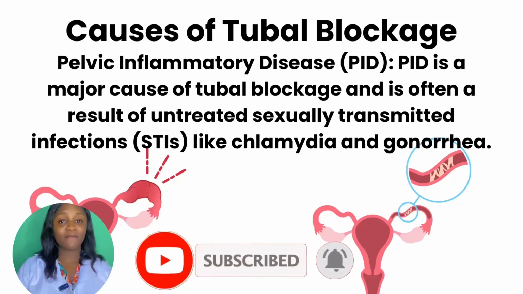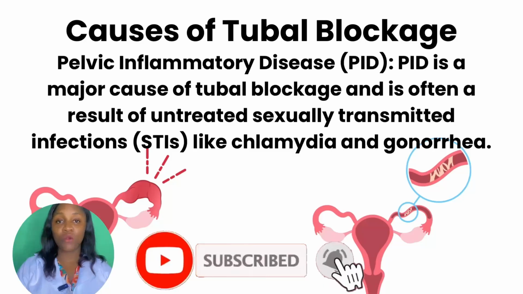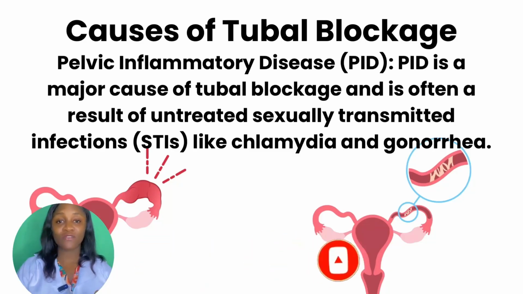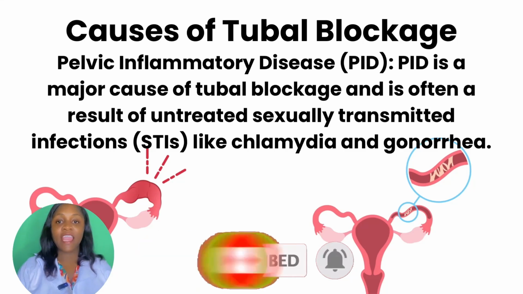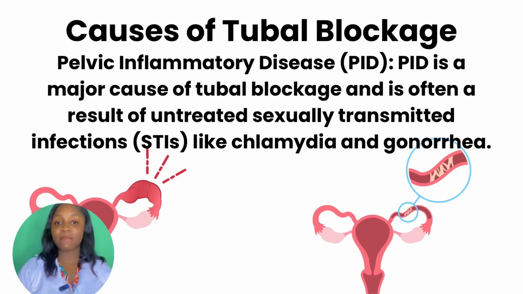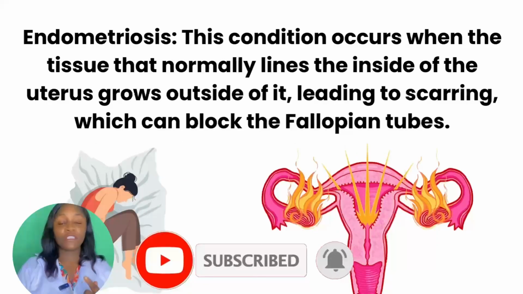What can be the causes? The first cause is pelvic inflammatory disease, known as PID. PID is a major cause of tubal blockage and is often the result of untreated sexually transmitted infections like chlamydia and gonorrhea. When you have these infections and you do not treat them promptly and do not seek medical help, it can lead to obstruction.